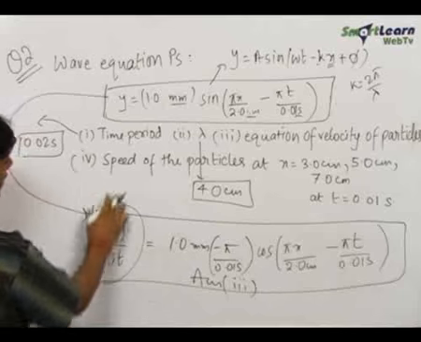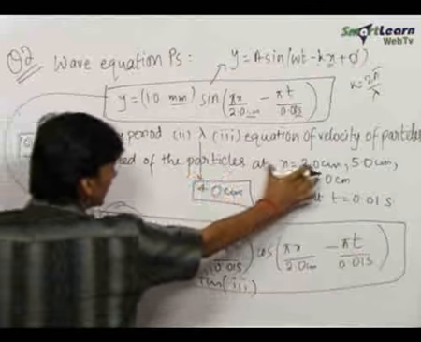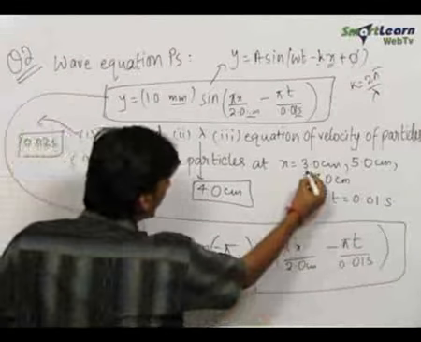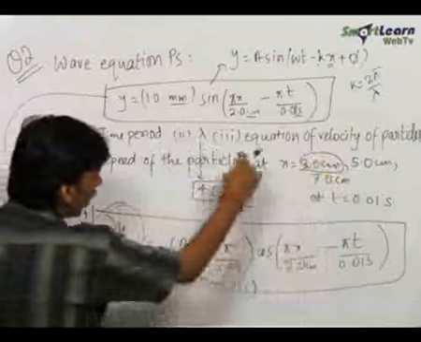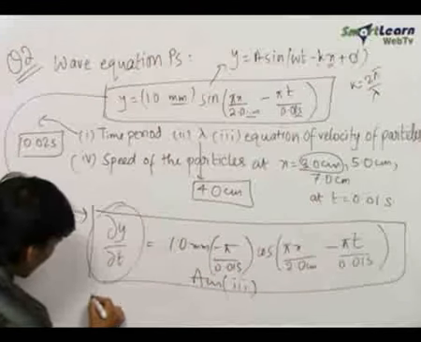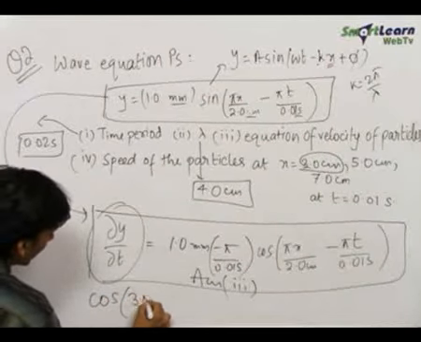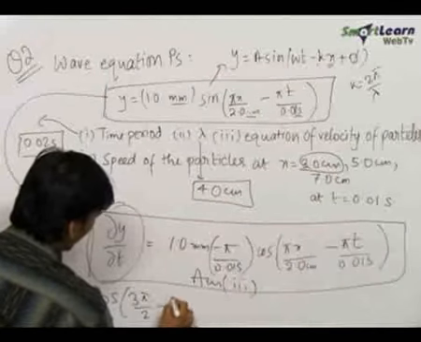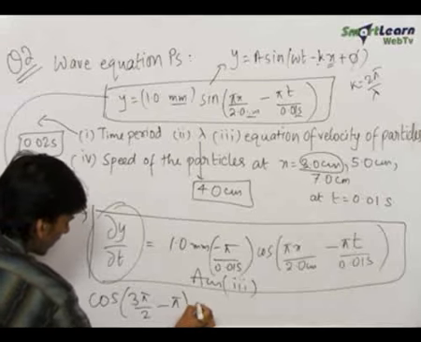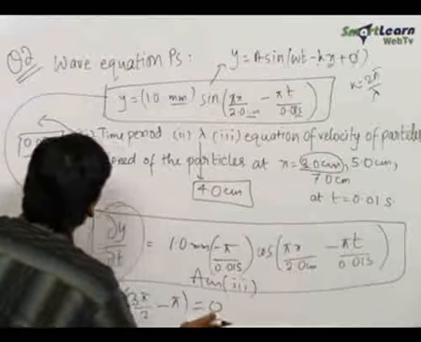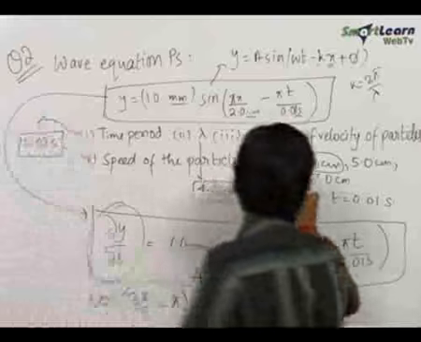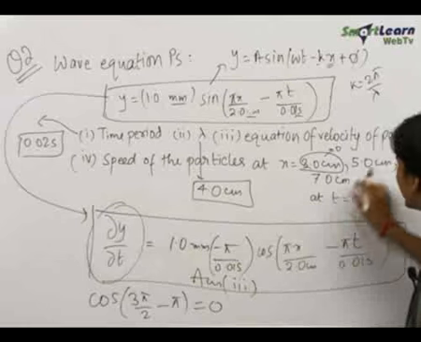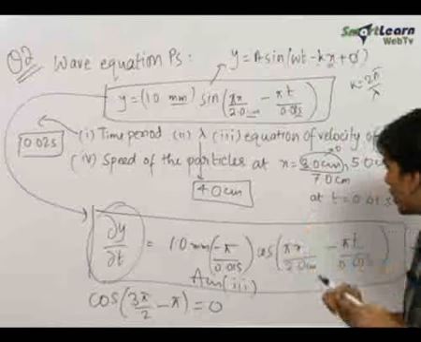Now for the fourth part, we need to find out the speed of the particles at x is equal to 3 centimeters, 5 centimeters and 7 centimeters at t is equal to 0.01 seconds. So let us find it out for the first one, 3 centimeters. On putting it here, we get this cos term as cos of (3 pi by 2 minus pi), with t is equal to 0.01 seconds giving us pi. This gives us a value of 0. Therefore the speed of the particle at x is equal to 3 centimeters, at t is equal to 0.01 seconds is 0.